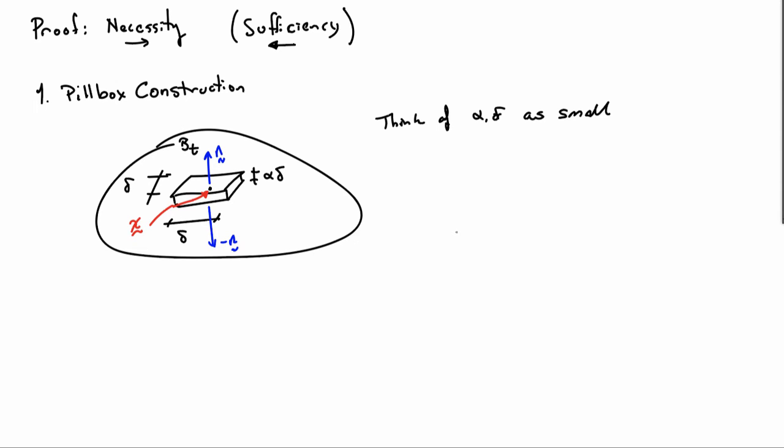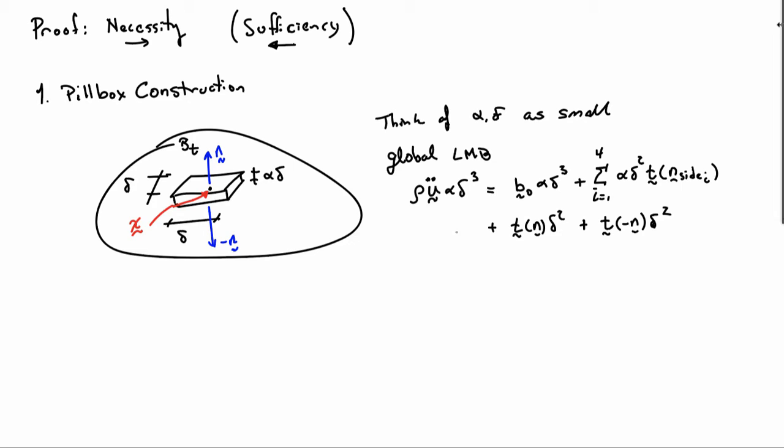So think of these as small, and if I now apply global linear momentum balance, because the dimensions are small, to do the integrals, I just multiply the integrand by the corresponding volume or area. So from the acceleration term, I'll have rho u double dot times the volume of the pillbox, which is alpha delta cubed.